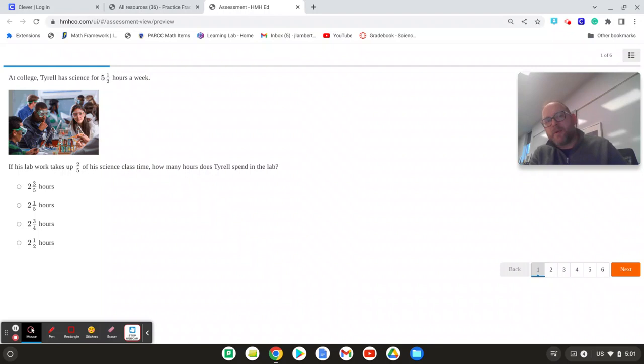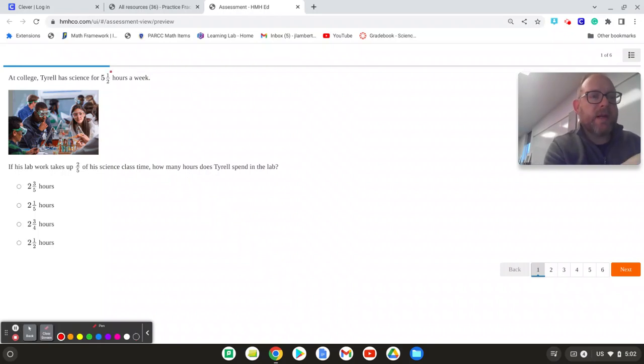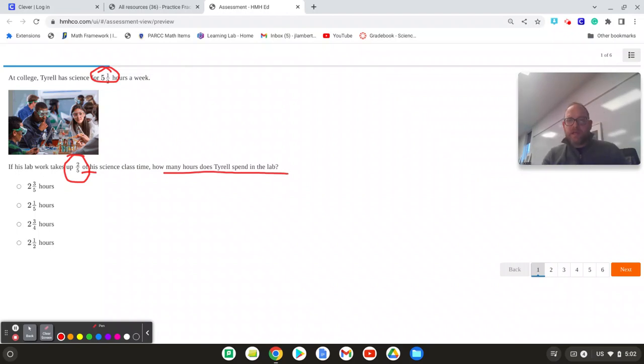It says at college, Tyrell has science for 5.5 hours a week. If his lab work takes 2/5 of his science class time, how many hours does Tyrell spend in the lab? So we know we've got 5.5 hours a week of science. So that's one thing we know. I know the lab work takes up 2/5 of his science time, and I want to know how many hours does Tyrell spend in the lab each week.